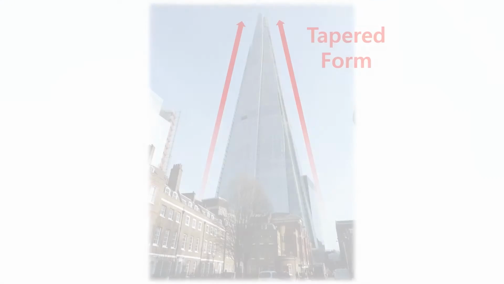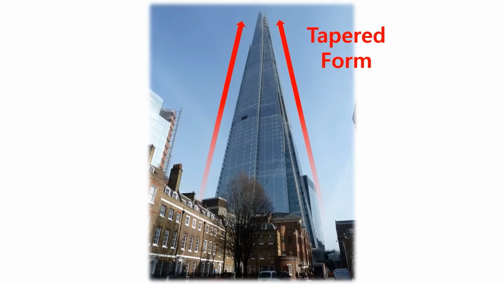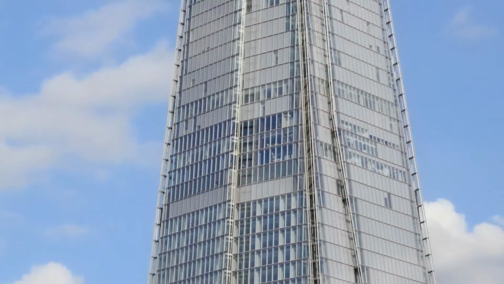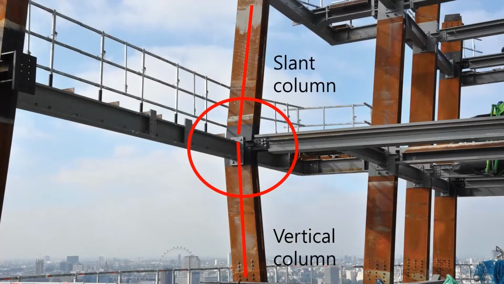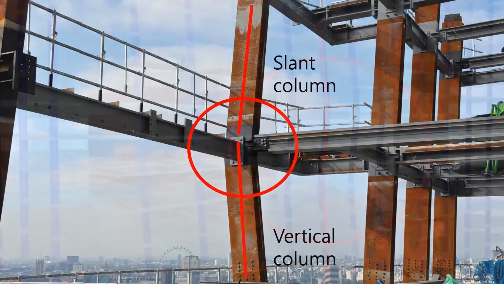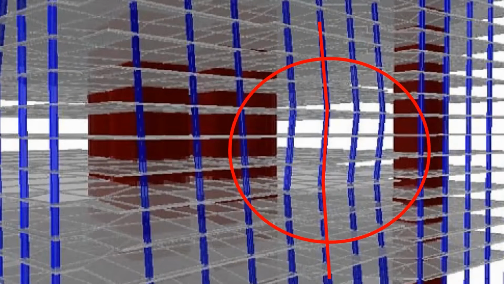And there was another problem in the perimeter column. The Shard seems to have a smooth tapered form, but look closely, it is not. The slanted perimeter column is transferred to a vertical column by a load sharing system. There is even a column setback. The inclined perimeter columns step back towards the core because of the limit of the ground level.